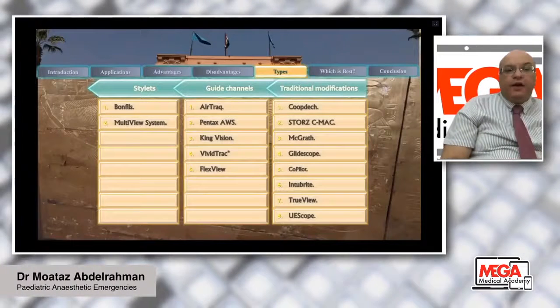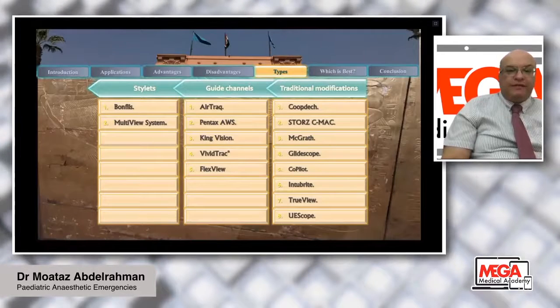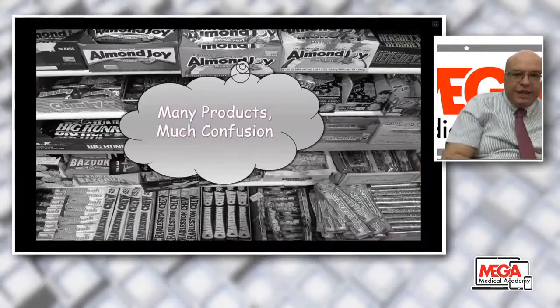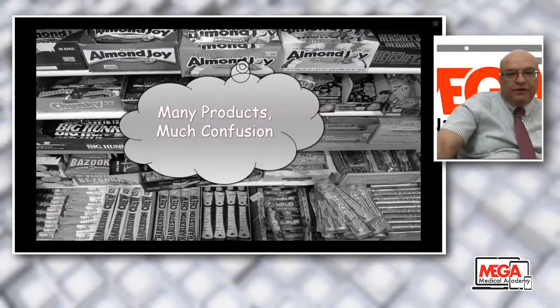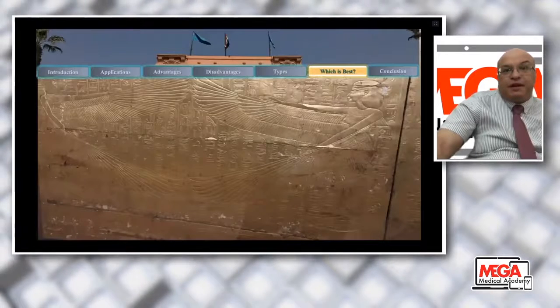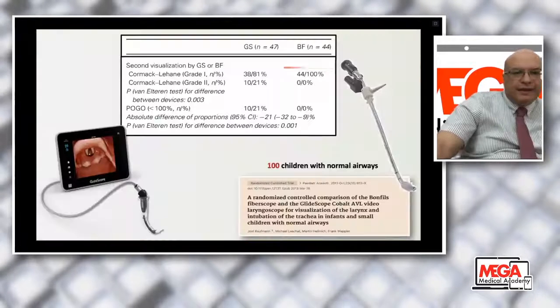Now, as you can see, we have many types, much confusion. So we have stylets, we have guide channels, and we have traditional modifications. So many products and much confusion. So which is best? This is a difficult question to answer because there are few studies comparing them, and most of them are manikin studies.